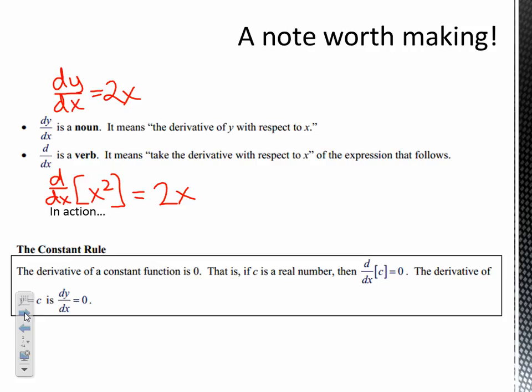And then down here, this is the one that we talked about earlier. The derivative of a constant is 0 because the slope of a constant function is 0.